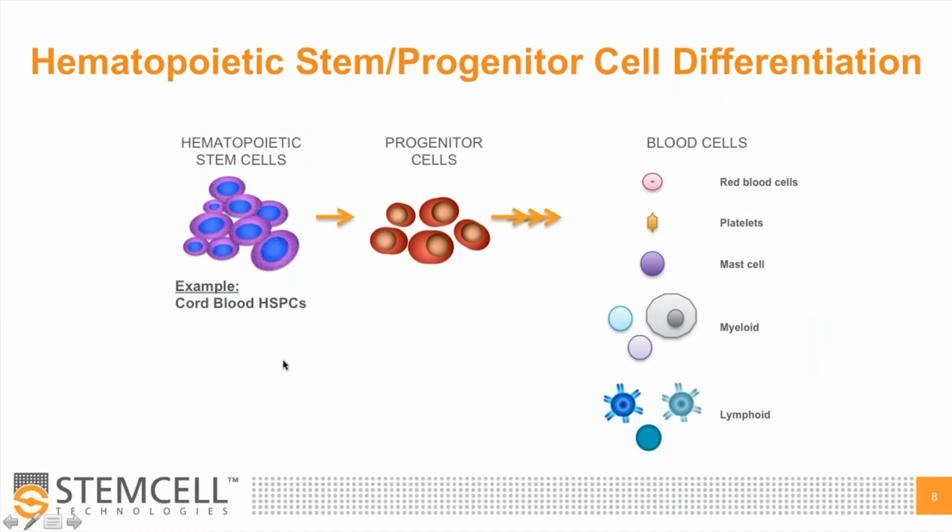Another version of this is starting with hematopoietic stem cells, such as, for example, cord blood HSPCs, or hematopoietic stem progenitor cells. They can also give rise to progenitor cells. This would be more in the adult case, of course, not development. And same, they would give rise to different kinds of blood cells that you need for the immune system.